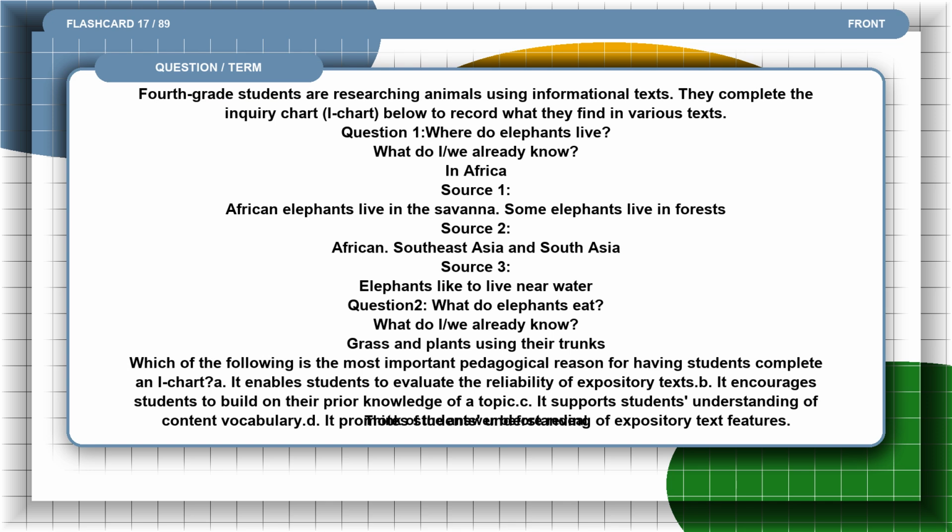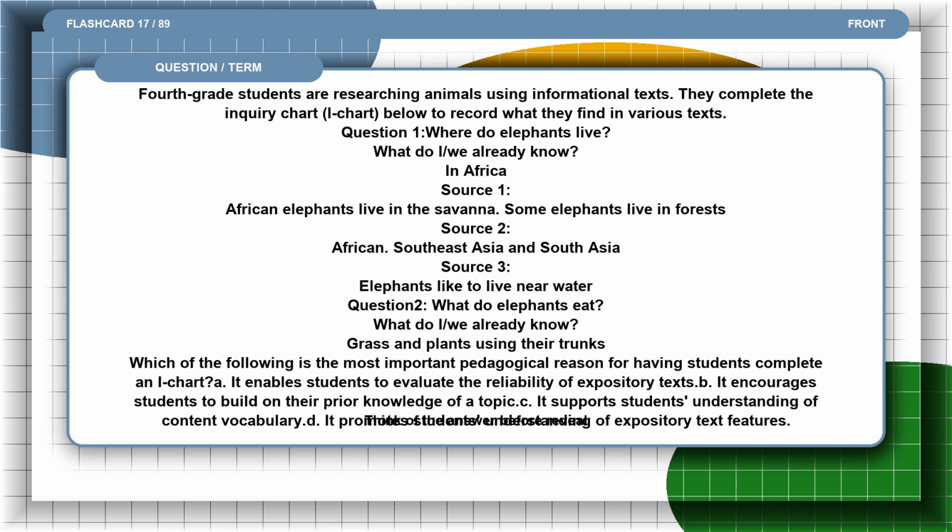Flashcard 17. 4th grade students are researching animals using informational texts. They complete the inquiry chart, or I chart, below to record what they find in various texts. Question 1: Where do elephants live? What do we already know? In Africa. Source 1: African elephants live in the savannah. Some elephants live in forests. Source 2: Africa, Southeast Asia and South Asia. Source 3: Elephants like to live near water.